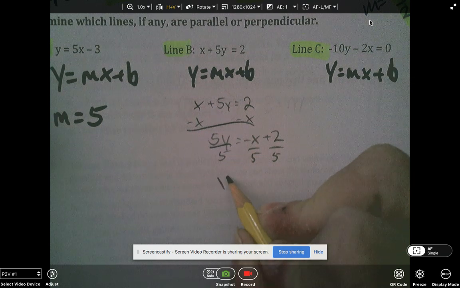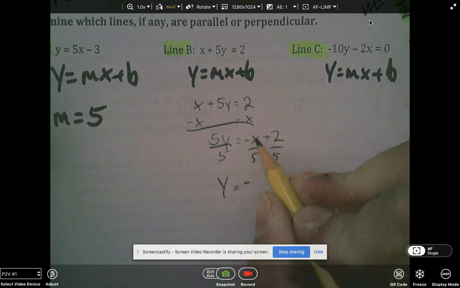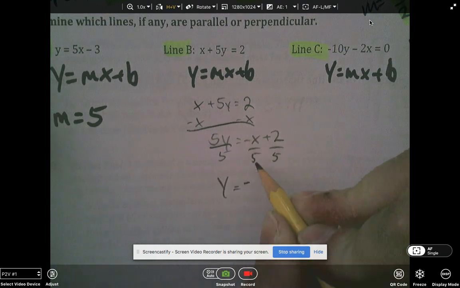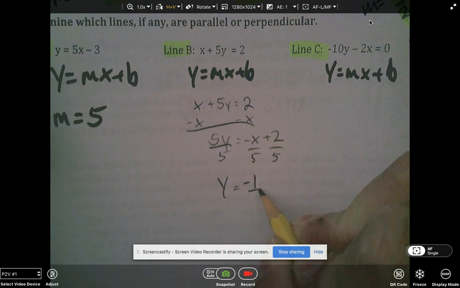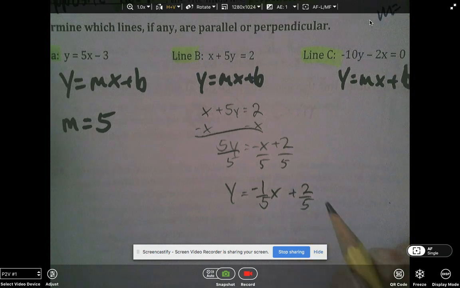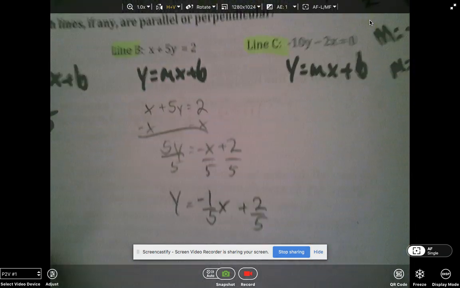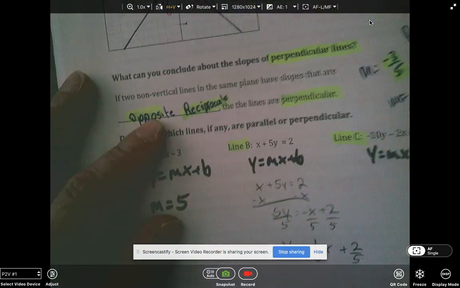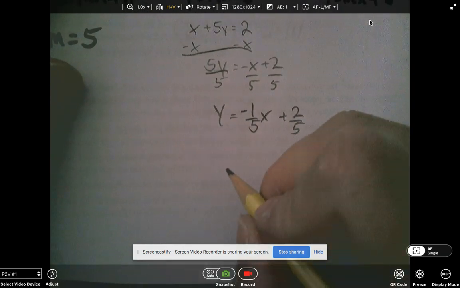And we're left with y equals negative... how could you write that as a fraction? -x/5, so -1/5 x plus 2/5. We're only really worried about the slope here. So can someone tell me what the slope is in this one?